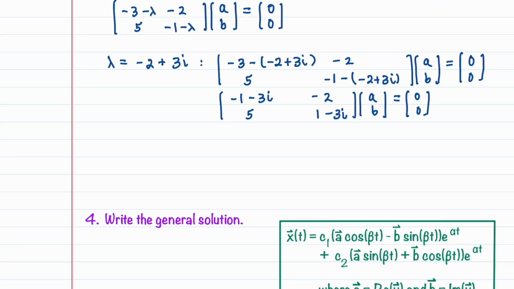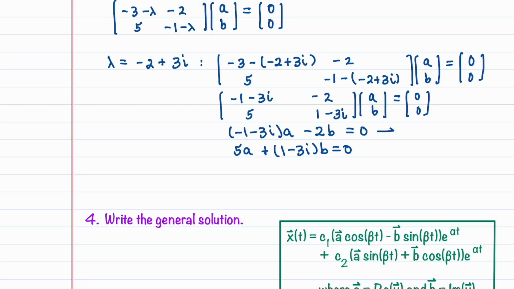Now let's find our equations. If we multiply this out, we get (-1 - 3i)a - 2b = 0. And then we'll go ahead and do the next one, 5a + (1 - 3i)b = 0. It doesn't really matter which one of these we choose to solve. They're actually equivalent, even though it's a little hard to tell that because of the complex numbers.